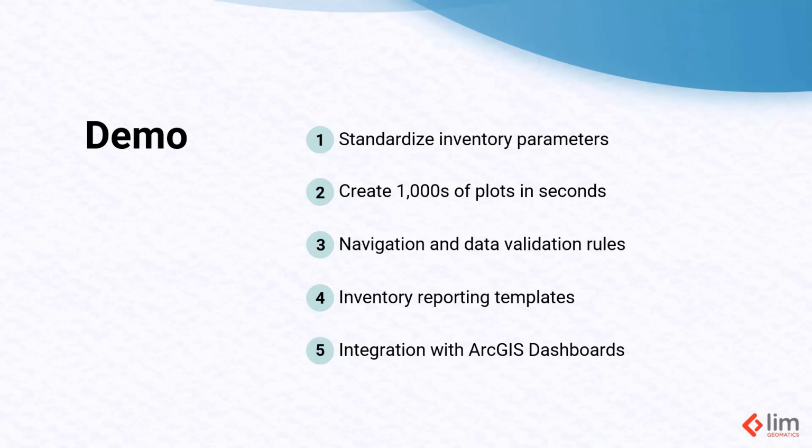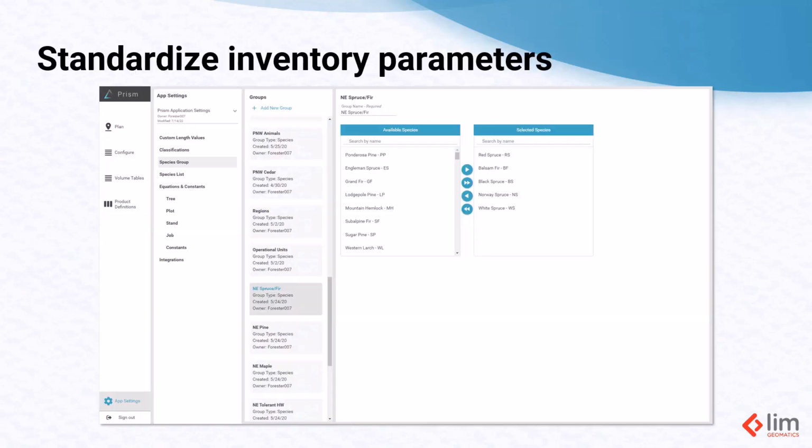Okay, and then you'll have offline navigation and data validation rules within the mobile application. And number 4, the inventory reporting templates back in the web app after your data has been synchronized from the mobile to the web app. And then we're going to look at the integration with ArcGIS dashboards. So leveraging some of those Esri tools and apps with Prism data. So let's get into standardizing some of these inventory parameters.